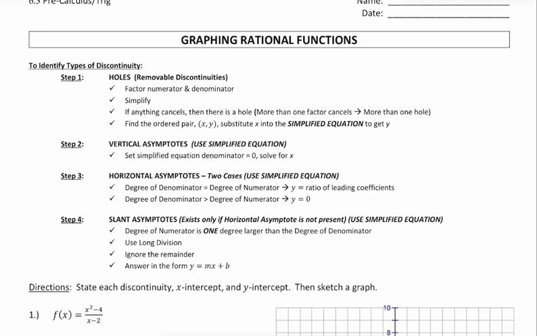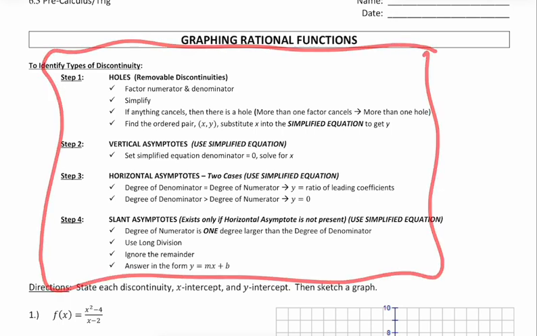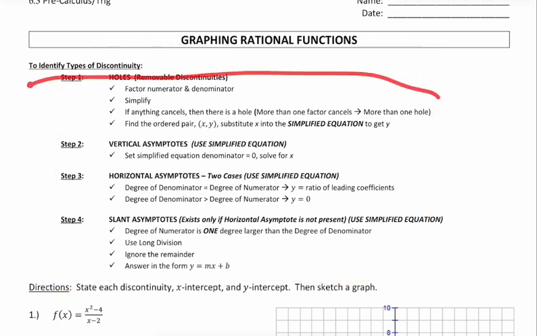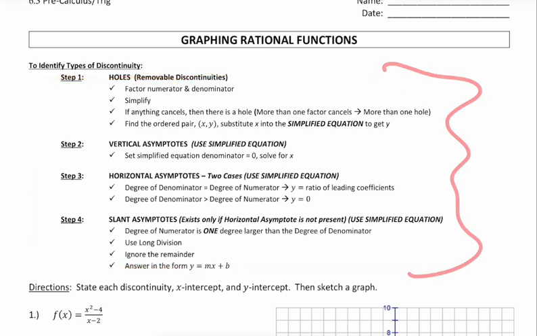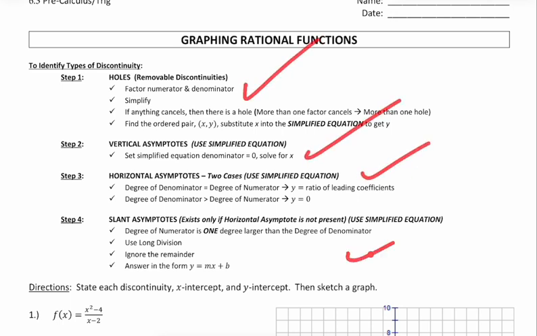So 6.3 worksheet is just a review of things we have already done. Here are some of the rules. If you have forgotten the rules, you might want to take a little screenshot of that. That's a really good summary of all the rules that we have talked about, whether it's holes, vertical asymptotes, horizontal asymptotes, or slant.